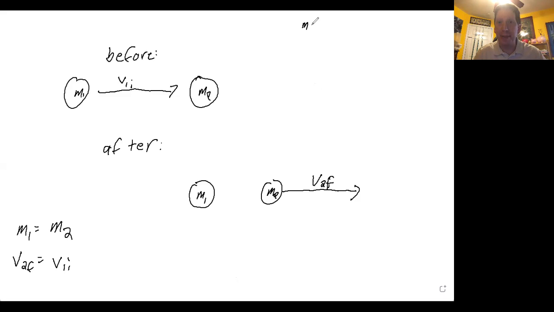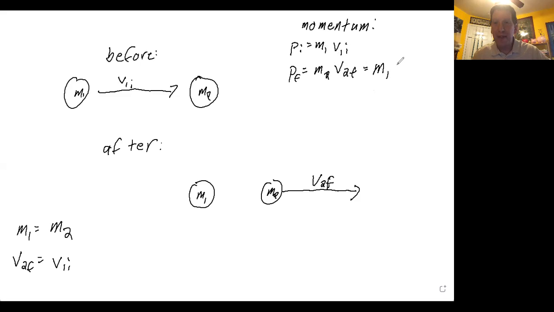So we'll start with momentum. P initial is equal to m1 v1i. P final is equal to m2 v2f. But we've already been told that these are identical pool balls, so m2 is equal to m1. And we've also been told that v2f is equal to v1i. So momentum is definitely conserved in this case. But what about kinetic energy?